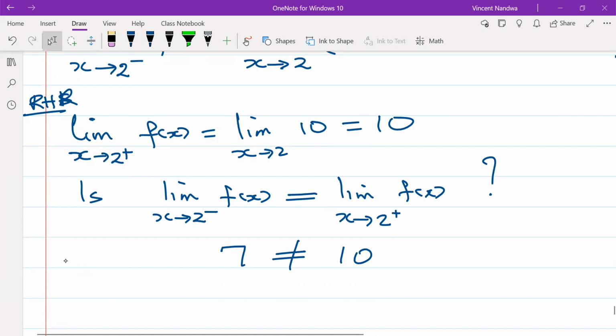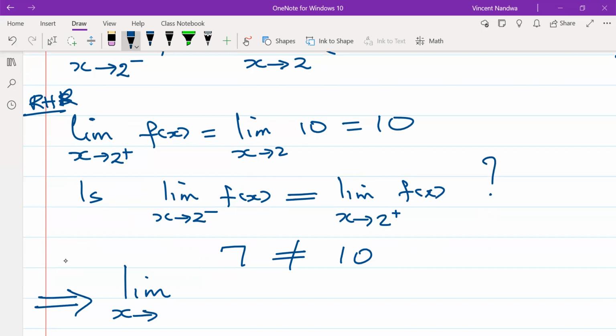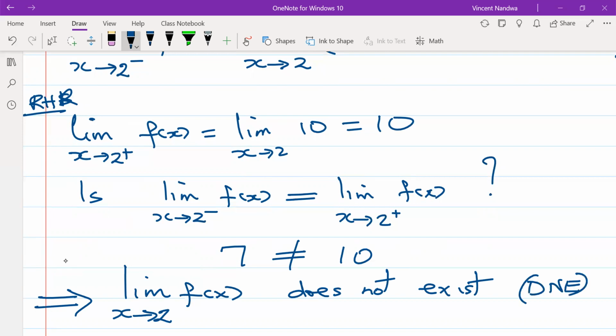So the conclusion is that the limit of the function does not exist because the left-hand limit and right-hand limit are not giving the same number. So this implies that the limit as x approaches 2 of f of x does not exist. So we say it does not exist if the left-hand limit and right-hand limit have different values.